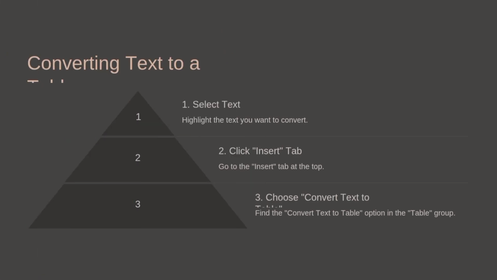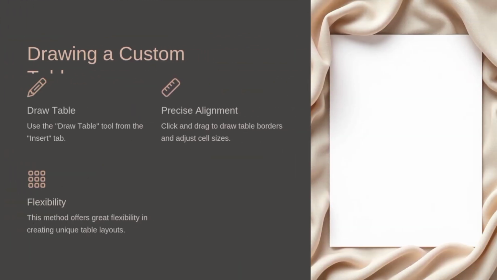Converting text to a table. 1. Select text. Highlight the text you want to convert. 2. Click Insert tab. Go to the Insert tab at the top. 3. Choose Convert Text to Table. Find this Convert Text to Table option in the Table group.